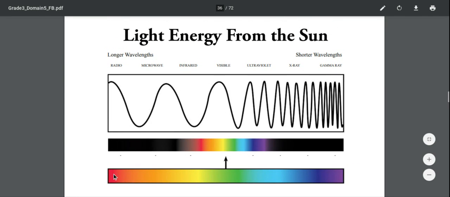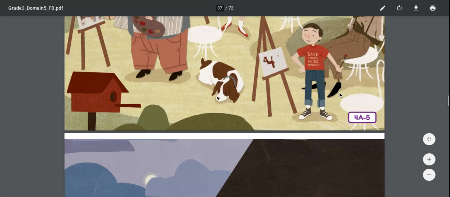Okay. This is a spectrum of the visible light that we can see. Think of Roy G. Biv. But this is a spectrum of the light energy from the sun, from radio waves, which are long waves, all the way to gamma rays, which are very short waves. Remember, we measure light waves from the top of a wave to the top of a wave.